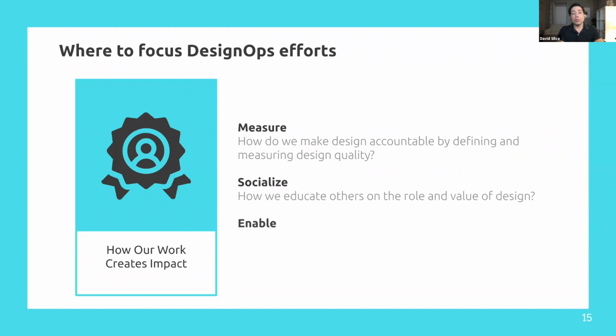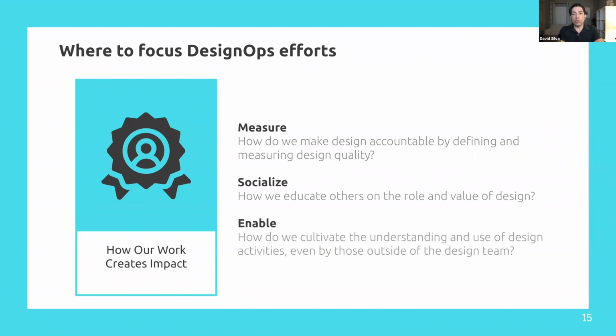And then how you enable. So how do we cultivate that understanding and the use of the design activities, even by those outside the design team? So enabling can consist of things such as educating the people outside the design team on how they can use our design tools and our activities, like just sharing the value of the user-centered design or design thinking processes. This is something that the entire organization can benefit from.